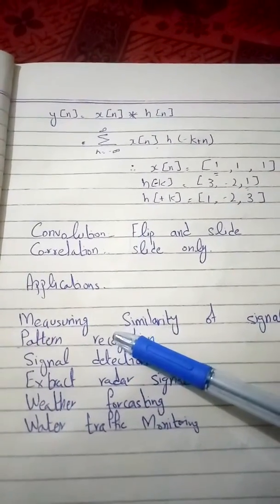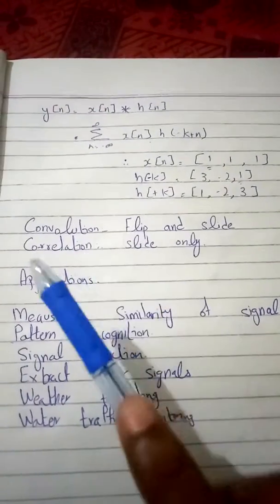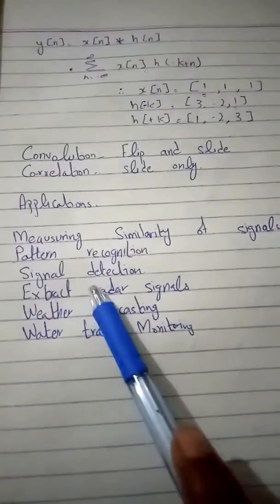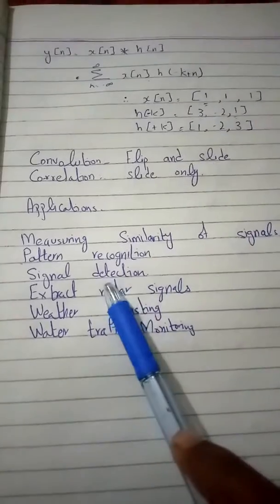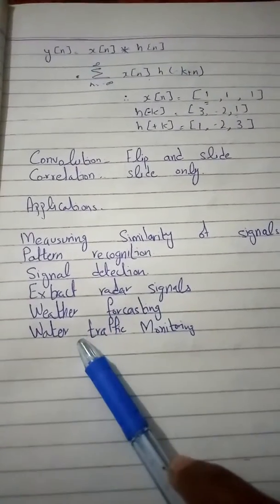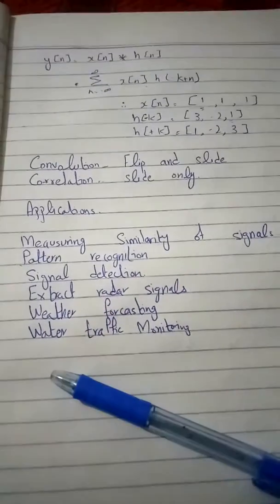Now what is the difference between convolution and correlation? In convolution we use flip and slide, whereas in correlation we only slide. In the end, we have some applications of convolution. These are measuring similarity of signals, pattern recognition, signal detection, extracting radar signals, weather forecasting, and traffic monitoring. So these are the applications of convolution.